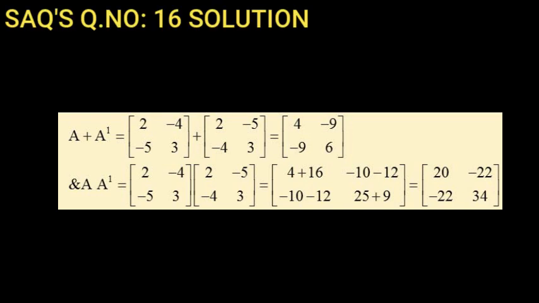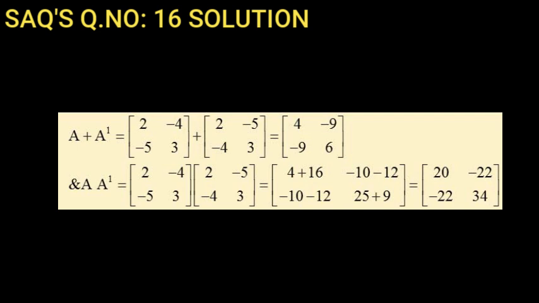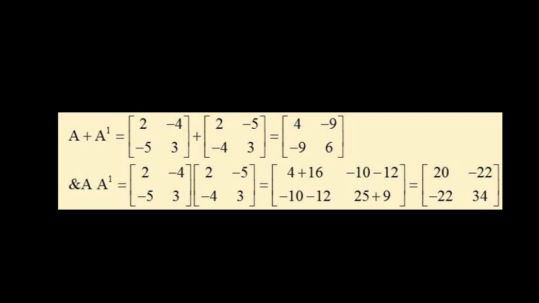Okay, now A A dash, that is the product of the matrices. First A is [2, minus 4; minus 5, 3] and A dash is [2, minus 5; minus 4, 3]. Multiplying the first row with the first column, 2 into 2, 4 plus 16 is the first element. Next, the first row with the second column, minus 10, minus 12 is the second element. Multiply the second row with the first column, minus 10, minus 12. Next, 25 plus 9. We get 20, minus 22, minus 22, 34.